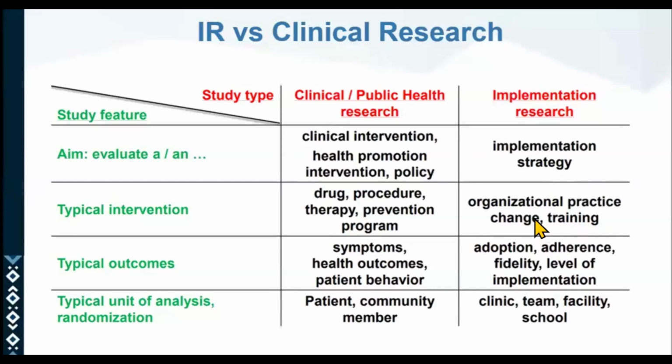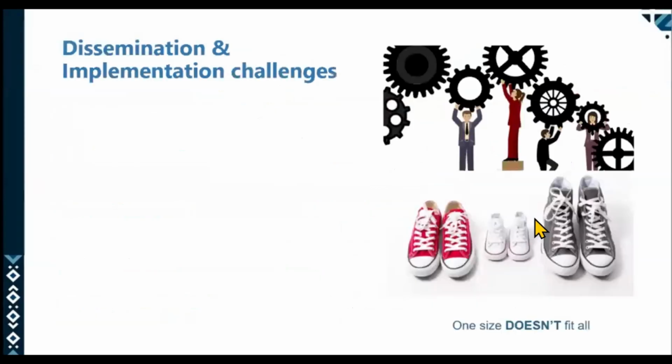For clinical research, our outcomes are directly related to health outcomes. But in implementation research, we have implementation outcomes which we are going to be assessing. That's adoption, adherence, fidelity, as we saw. And the unit of analysis for clinical research is the patient or the community member. But for implementation research, you cannot do it as an individual, as it's based on teamwork. You have to work together to achieve your desired goal.